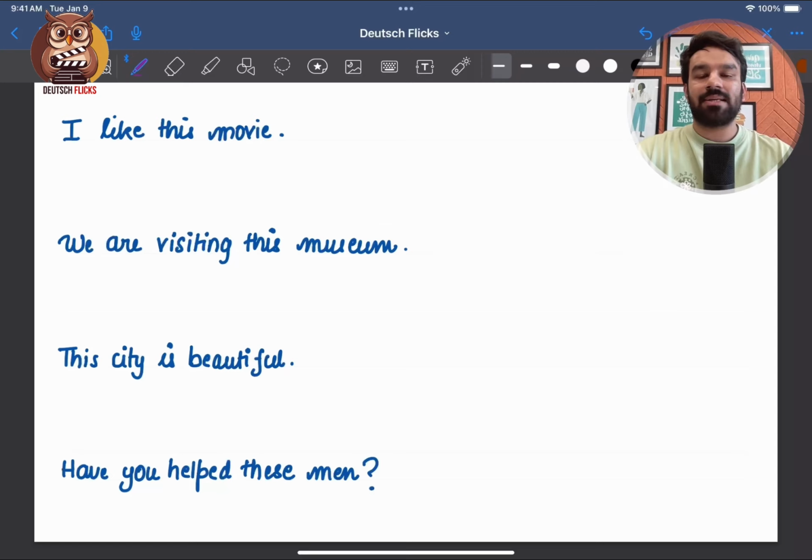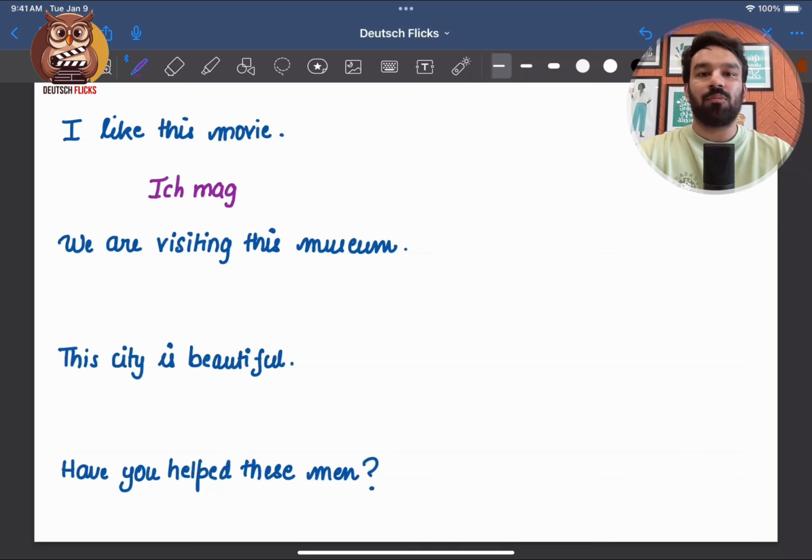So I've written some examples in English. What we'll do is try to translate them and see which diese we'll choose. First up, we have: I like this movie. How do we say I like? It will be ich mag. The verb that we are using is mögen, which means to like. And that's how we conjugate it according to ich: mag.